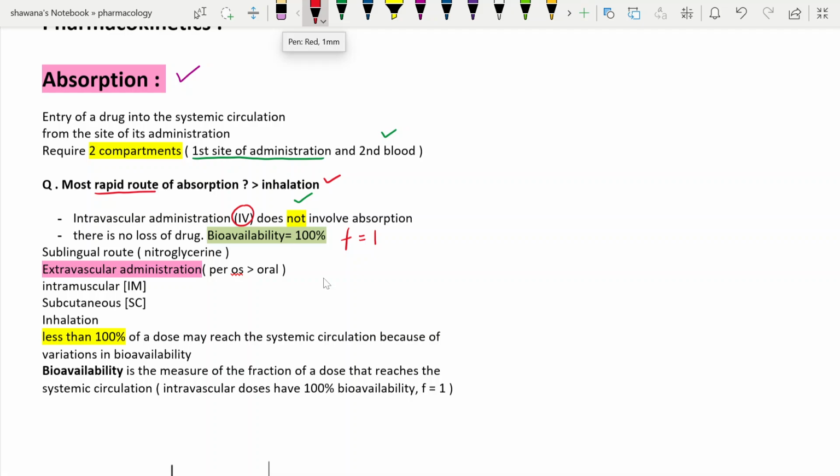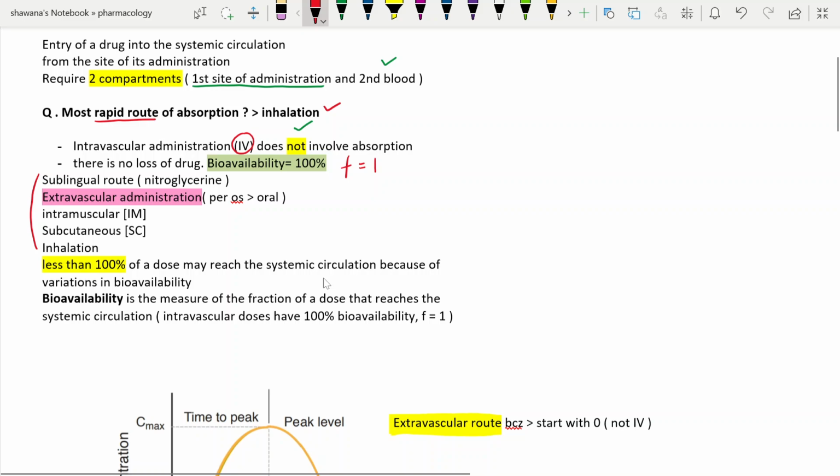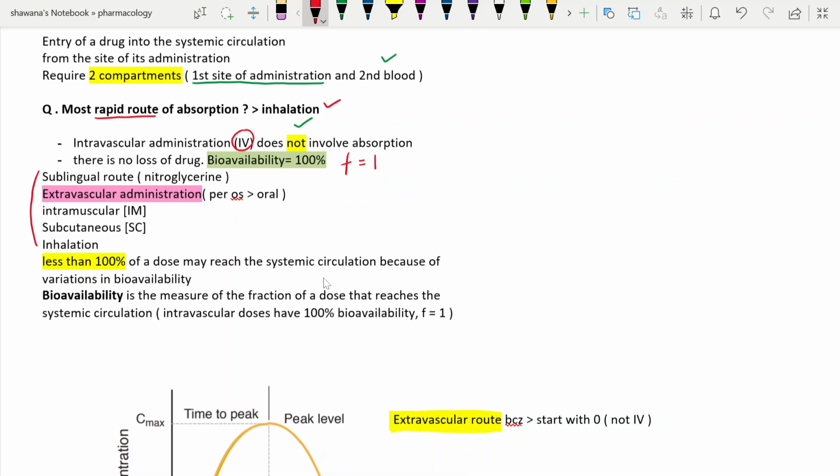Other drugs, for example nitroglycerin, which we take sublingually, use the sublingual route. Other routes are extravascular administration, for example intramuscular injection, subcutaneous, and inhalation. These routes of administration have bioavailability less than 1, or less than 100%, compared with IV. They have less bioavailability because the drug has to pass through barriers before reaching the systemic circulation, and the first pass effect we'll discuss in a minute.